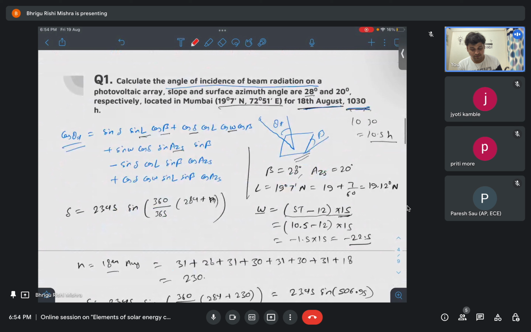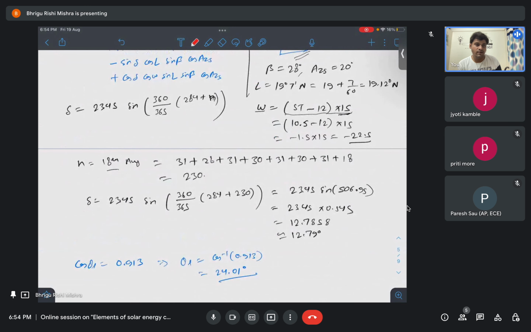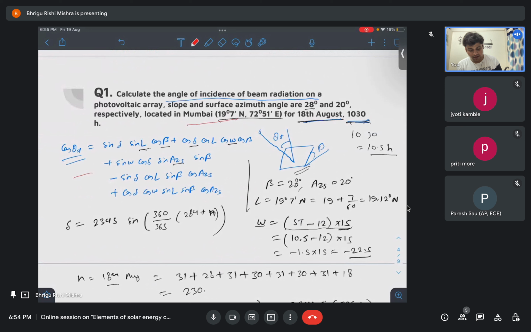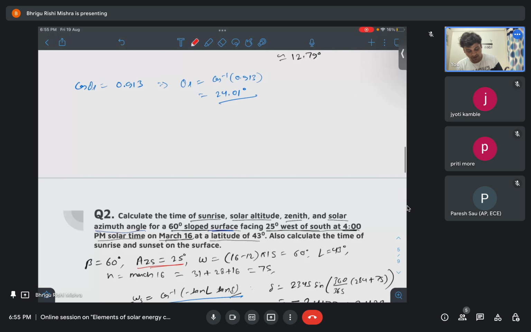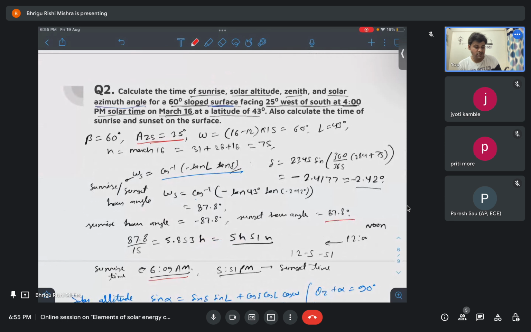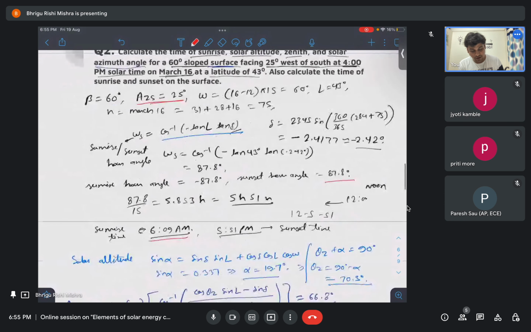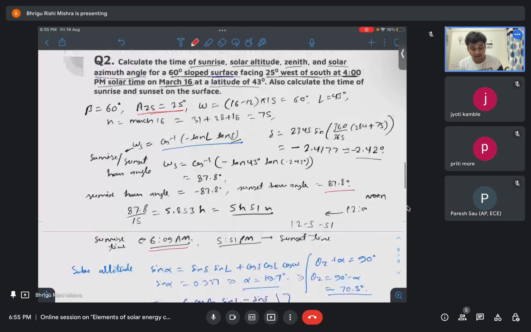Then we did the first question: calculate the angle of incidence of beam radiation for a tilted surface in Mumbai. It is a simple formula-based question. We calculate all the inputs required for the calculation of the incident angle, then use this formula to calculate the incident angle on the tilted surface. Now the second question requires more time, and there were a lot of things to calculate, like time of sunrise, sunset, solar altitude, zenith angle, and solar azimuth angle, not only on the horizontal surface but also on the tilted surface.